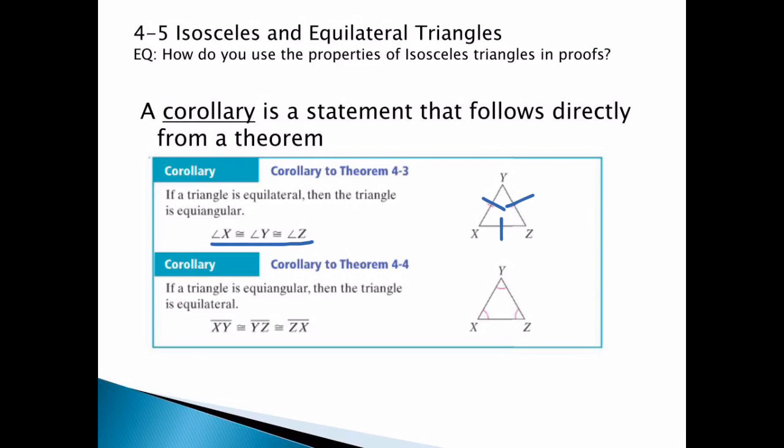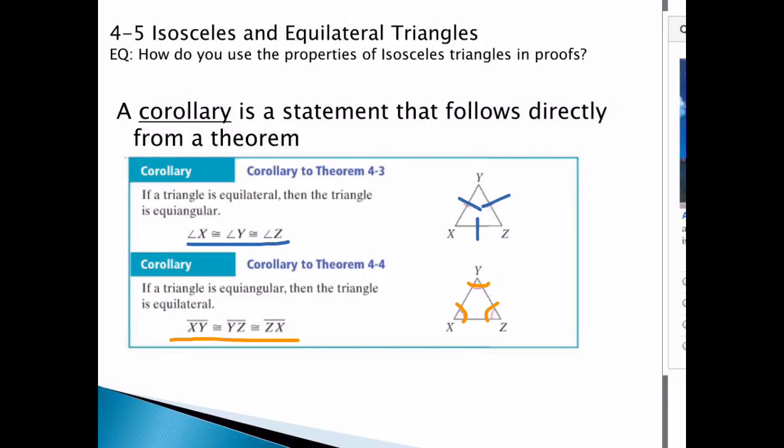The corollary of theorem 4-4, or the converse here, says that if you have all three angles being equal, called equiangular, the triangle is equilateral and all three sides are equal to each other. So side XY is congruent to side YZ, which is congruent to side ZX. And those are all the corollaries, and that's all the notes you should take for this lesson. Let's go ahead and get started on a couple of the practice problems.